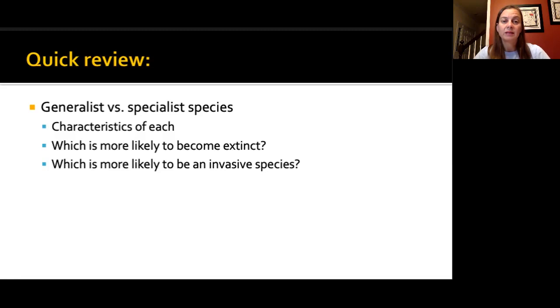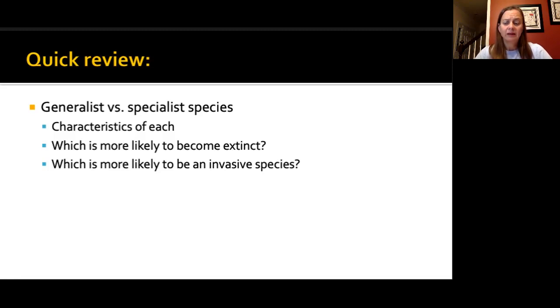This means that specialists are much more likely to become extinct, because if their particular food source goes away or if the environment changes in such a way that they can no longer survive, they are likely to become extinct. And generalists are much more likely to be invasive species if they are introduced to a new area, because they generally reproduce quickly and have an ability to eat a lot of different types of foods and live in a wide variety of environments. Okay, so that's out of the way.